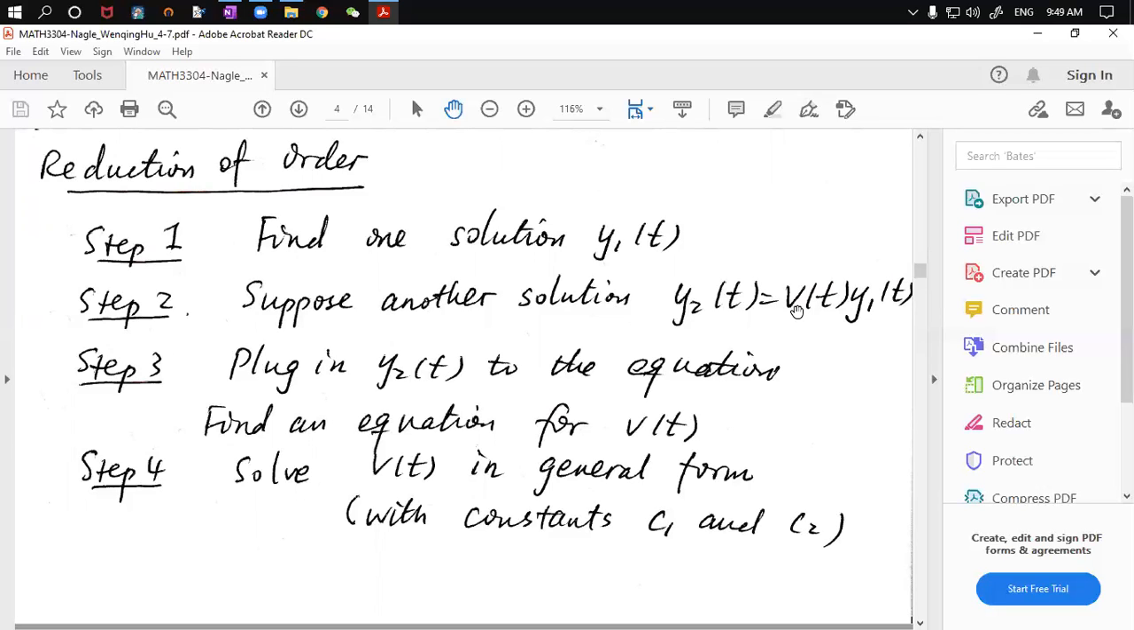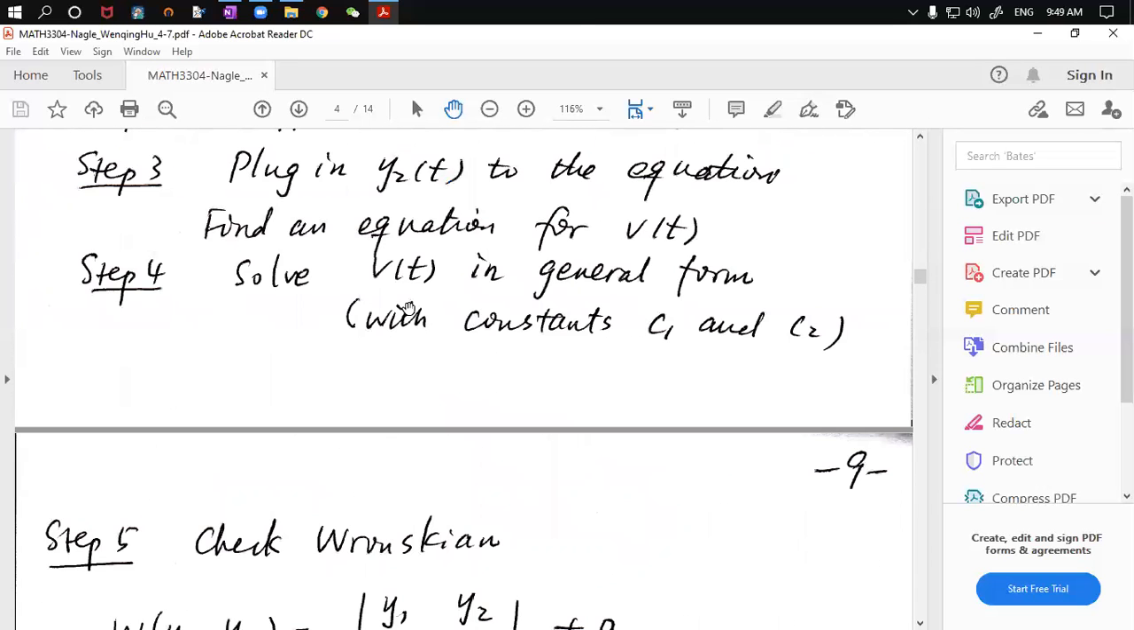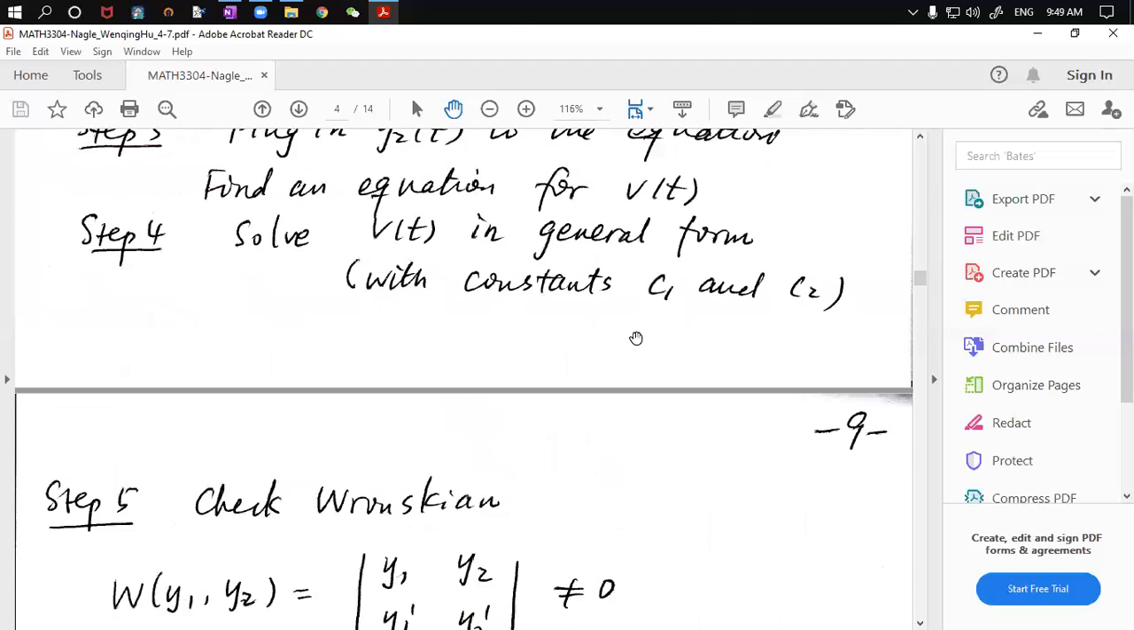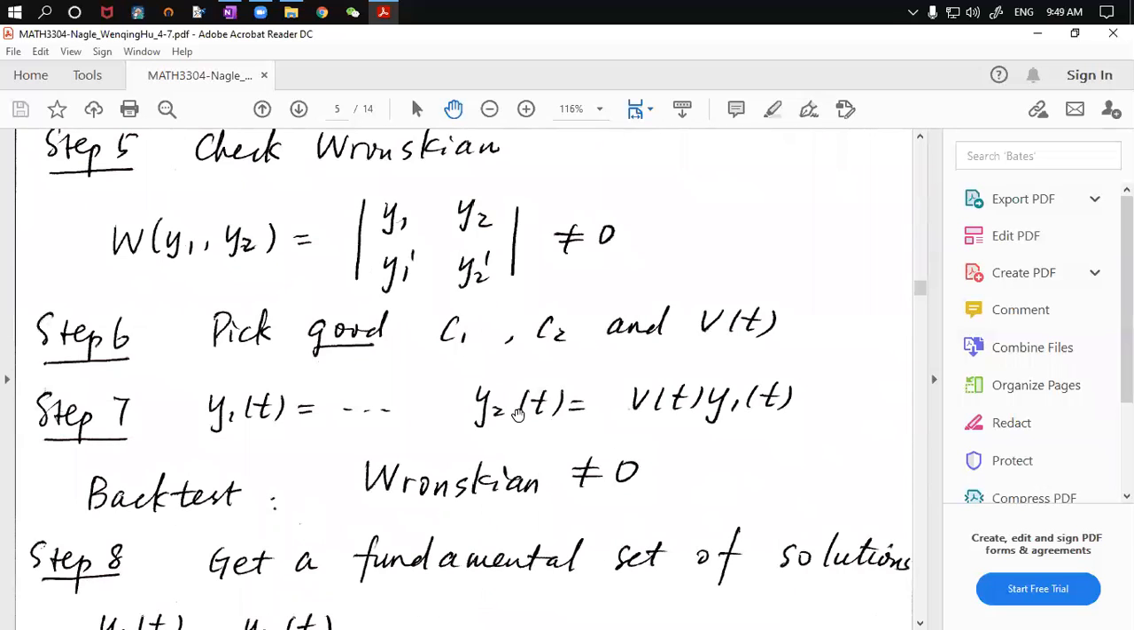So from that reduced equation, you solve for v, but the v usually involves some constants. In order to eliminate the constants, you have to know that the Wronskian is non-zero. If the Wronskian is non-zero, then you can pick either 1 or 0 for C1, C2. You get the v, you get the second solution, and you are done.